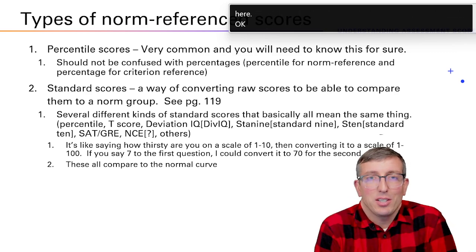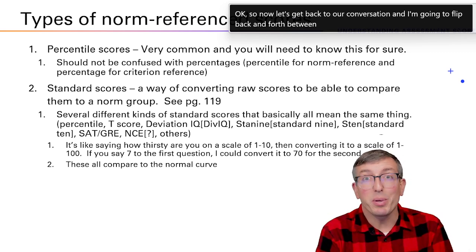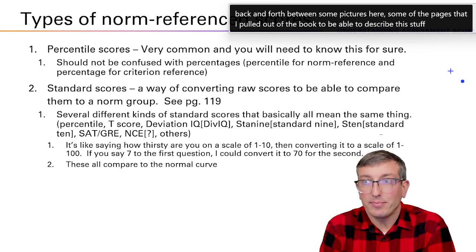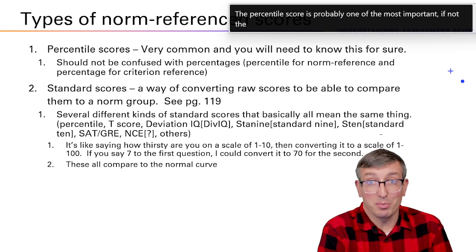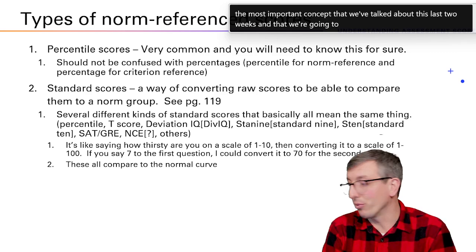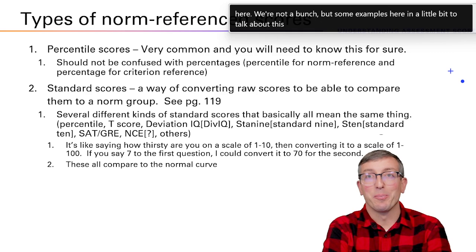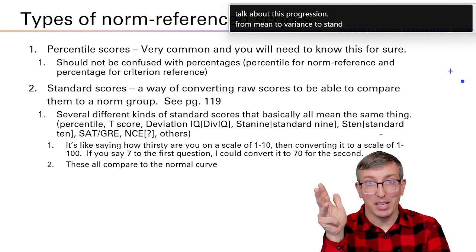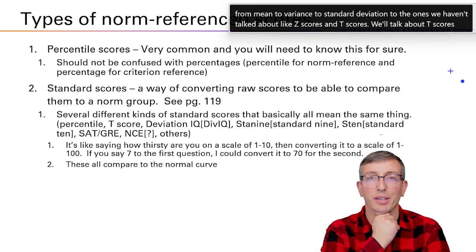Okay, so now let's get back to our conversation, and I'm going to flip back and forth between some pictures here, some of the pages that I pulled out of the book to be able to describe this stuff. The percentile score is probably one of the most important, if not the most important, concepts that we've talked about these last 2 weeks, and we're going to go through some examples here in a little bit. That progression from mean to variance to standard deviation to the ones we haven't talked about, like z-scores and t-scores. We'll talk about t-score in a second here.